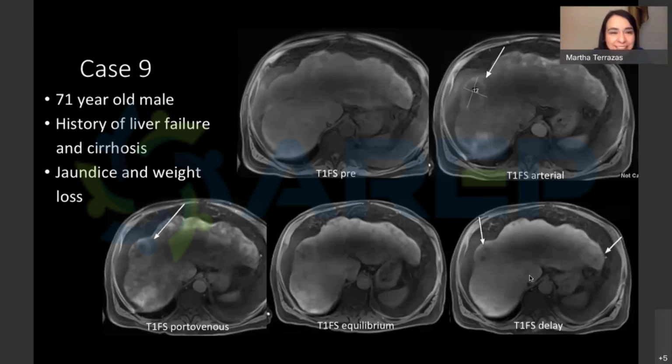Okay, let's go to case 9. This is a 71-year-old male with a history of liver failure and cirrhosis, so we have cirrhosis, and jaundice and weight loss. So this case was tricky. We have our T1 fat saturation pre, and then our post-contrast arterial, portovenous, equilibrium and delayed.